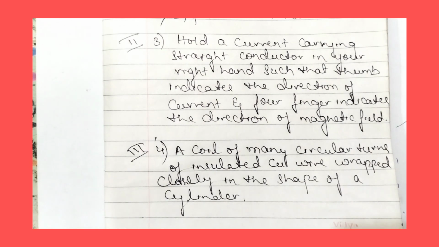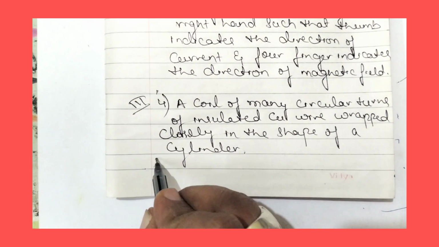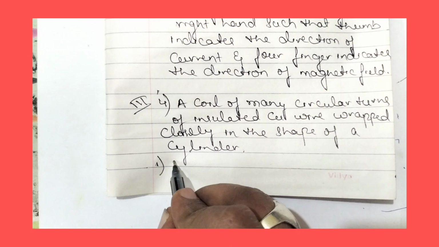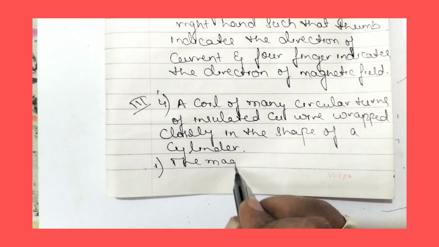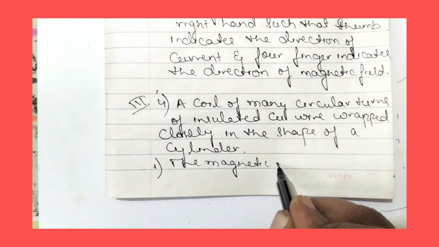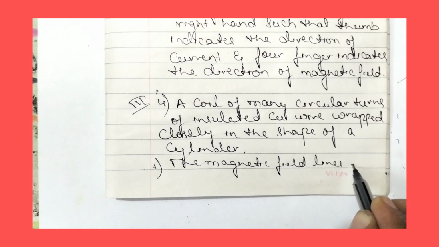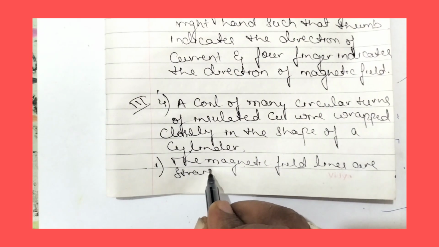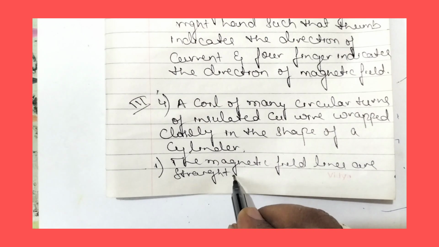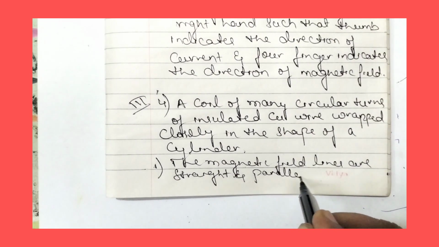Now let us make a list of the properties of a magnetic field inside a solenoid. The first property is that the magnetic field lines are straight and parallel. This is the first property.